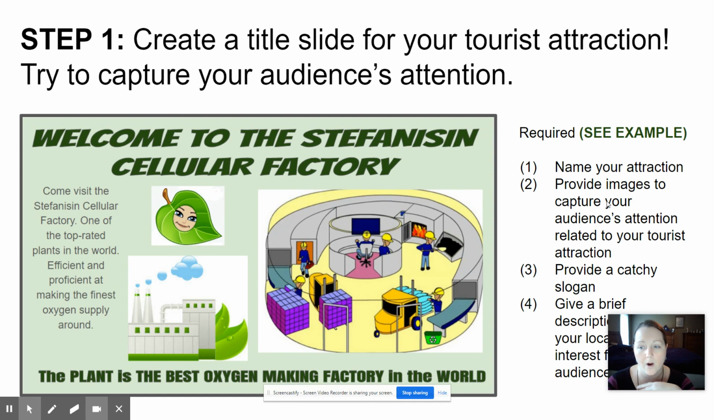And you can see on the right-hand side of the slide that there is a description of what you're required to have. You need to name your attraction. I made this factory up. This was my own imagination. So I put on here something like, welcome to the Stefanison Cellular Factory. And then number 2 says, provide images to capture your audience's attention.